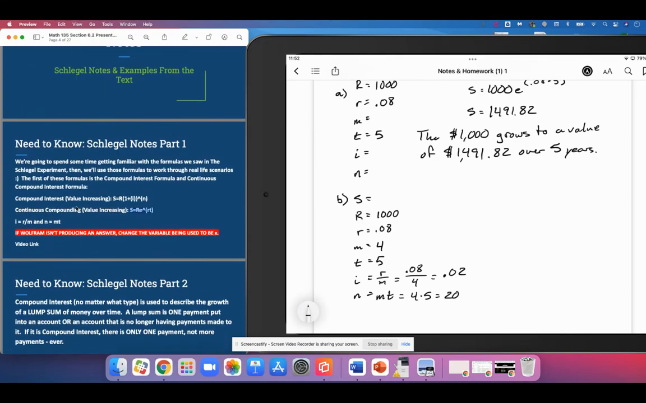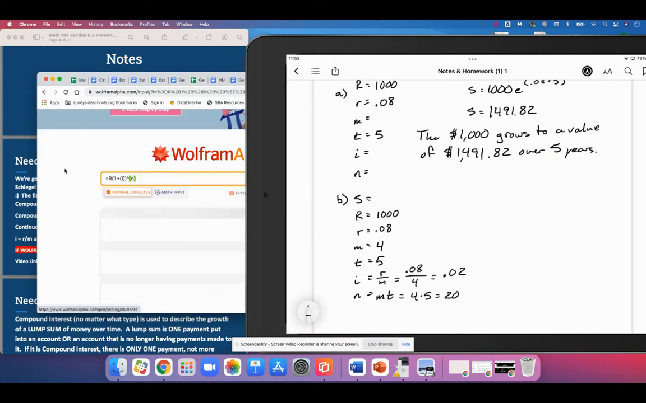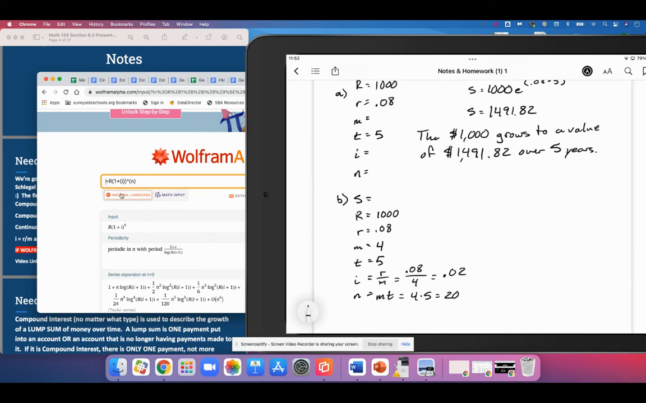I don't have my compound interest formula copied, so I've got to go get it. Oh, and I missed the S. That's okay. For compound interest, S equals P times 1 plus I to the power of N. So this will end up being S equals 1,000 times 1 plus 0.02 to the power of N, which is 20. So there we go: 1,000, I is 0.02, and N is 20.